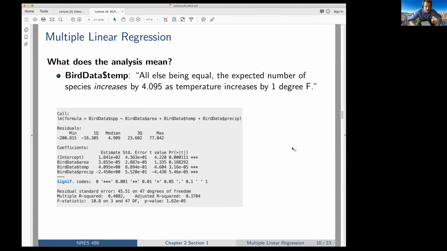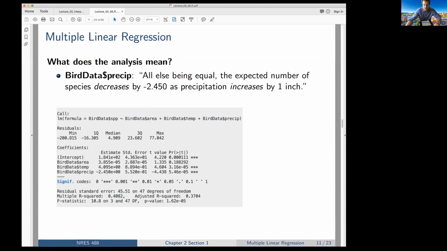How about temperature? Same interpretation. All else being equal, the expected number of species increases by 4.09. We see that number right here, 4.09 times 10 to the 0, as temperature increases by 1 degree Fahrenheit. So as we're increasing temperature, the number of species are increasing. As we go south in latitude, the number of species are increasing. That's quite a bit. If you increase temperature by 1 degree, the expected number of species increases by 4.